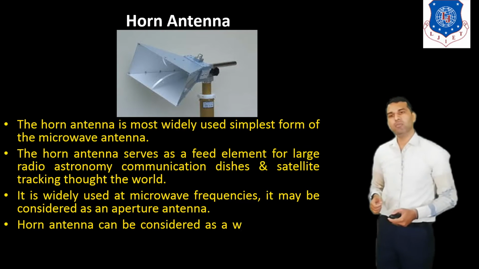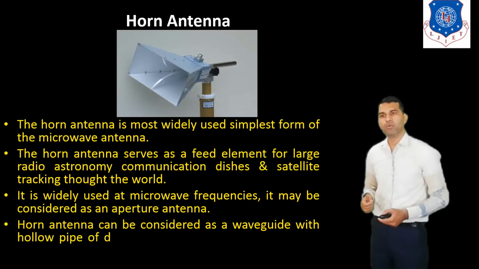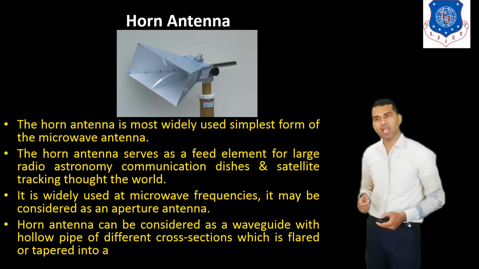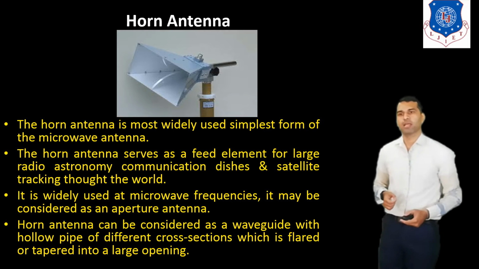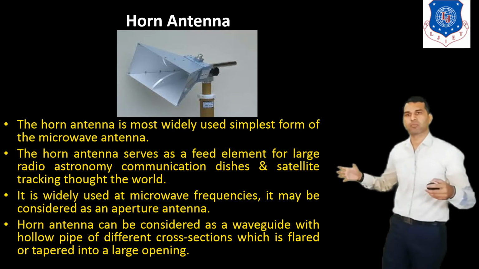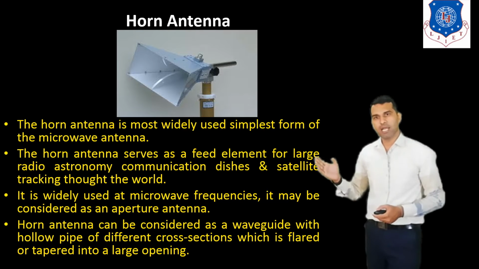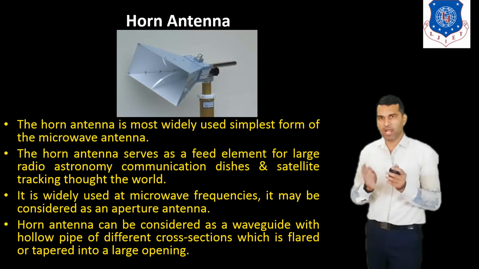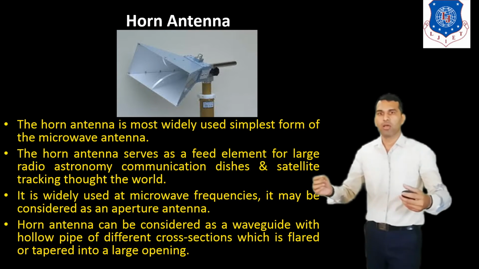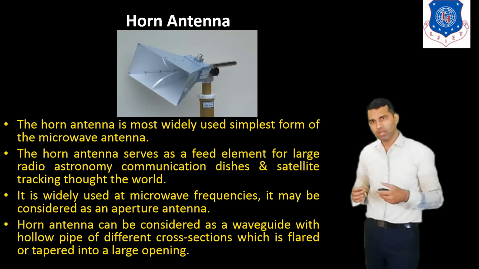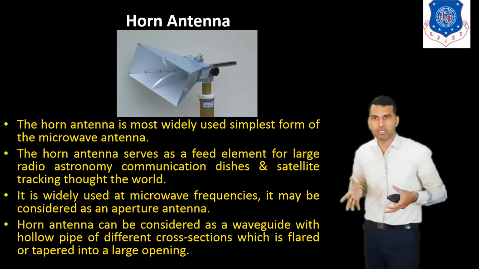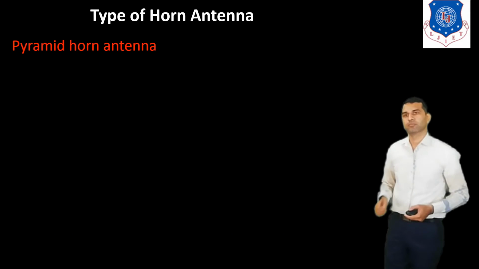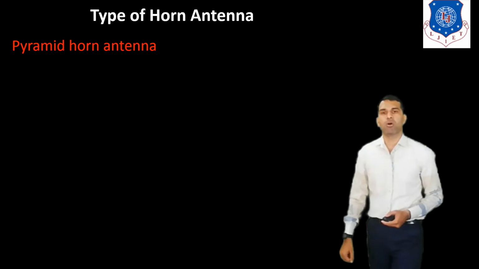A horn antenna can be considered as a waveguide, a hollow pipe of different cross section, which is flared or tapered into a large opening. So the horn antenna is nothing but a waveguide, because when we use the waveguide in tapering form, or when we increase the area of one side of the waveguide, then it becomes the horn antenna. Now we discuss the types of the horn antenna.